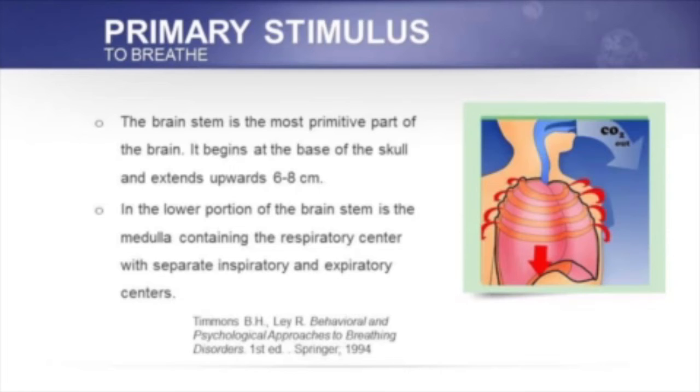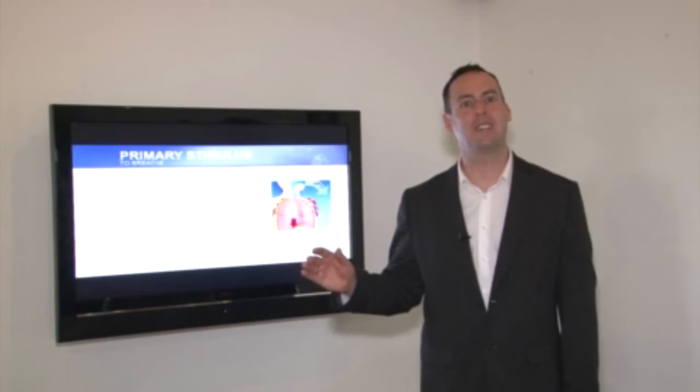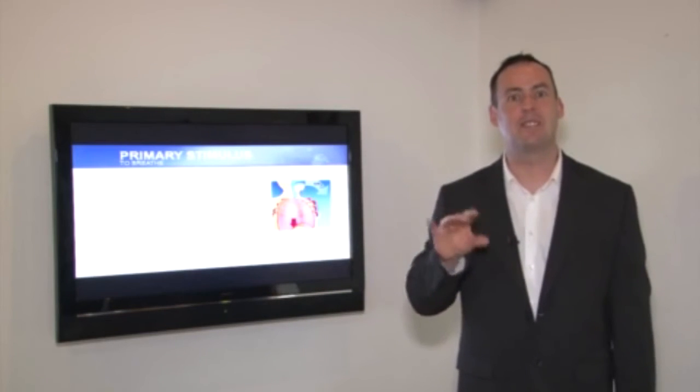So within the brainstem, which is the most primitive part of the brain, it begins at the base of the skull and it extends upwards between 6 and 8 centimeters. And in the lower portion of the brainstem is the medulla, and this contains the respiratory center. And it has separate inspiratory and expiratory centers. So basically for the inhalation and for the exhalation, that is dictated by separate centers.